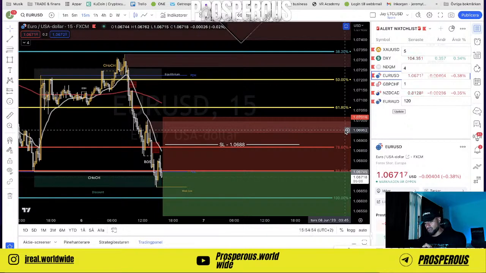TP1 hit on our NZD CAD trade. We got TP1. And this is the time when we move the stop loss to break even. So this is a safe trade now. Move stop loss to break even and let it run for a while. The NZD CAD trade.